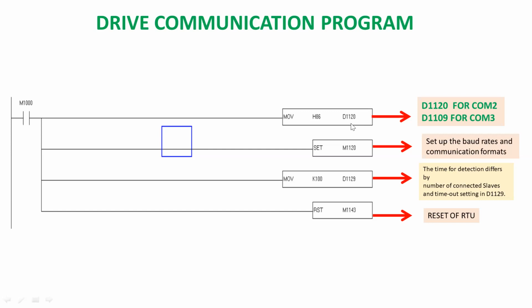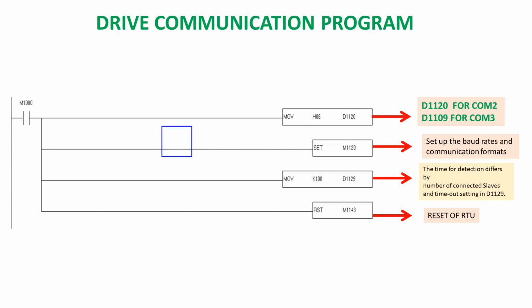Okay, next, this D1120 has its own special memory also, right? That special memory is set M1120. Whatever the communication is, it should be set up in a certain communication format, right?